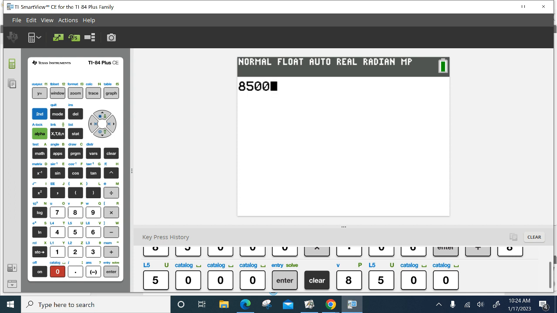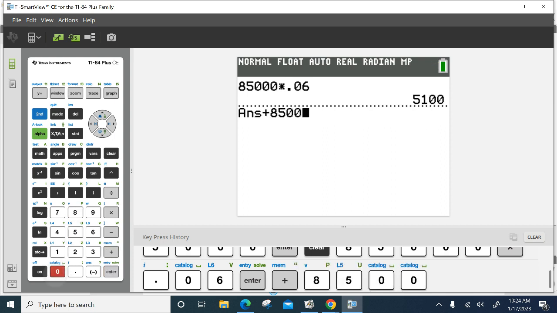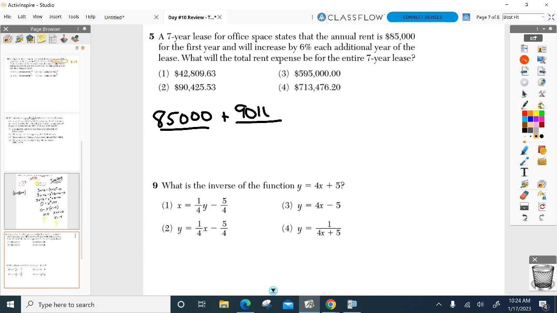85,000 times... okay, now you're better than this. Is my rent 5,100? No, it went from 85,000 to 5,100. What's that 5,100? How much it increased by, right? So plus 85,000, my year 2 is 90,100. And now times 0.06, add it to 90,000, right? We could keep doing this.